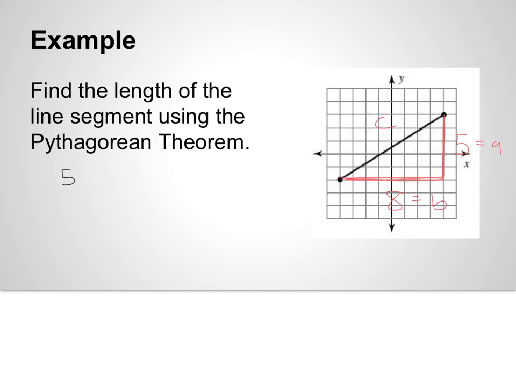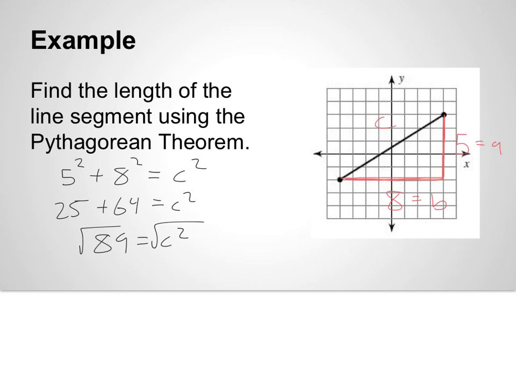Now I can just plug all those numbers into the Pythagorean theorem and figure it out. A squared would be 5 squared plus 8 squared equals c squared. 5 squared is 25 plus 8 squared is 64 equals c squared. 25 plus 64 is 89 equals c squared. And then our last step would be to take the square root. Square root of 89 is 9.43, just like in that first problem.